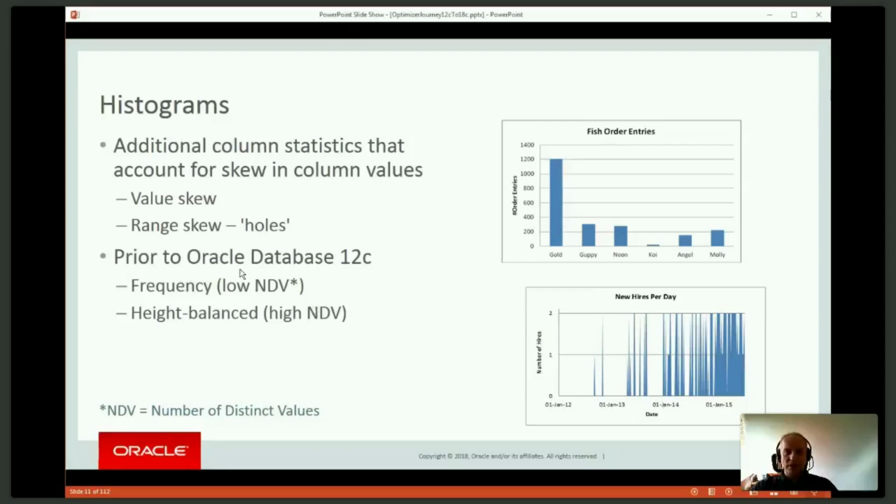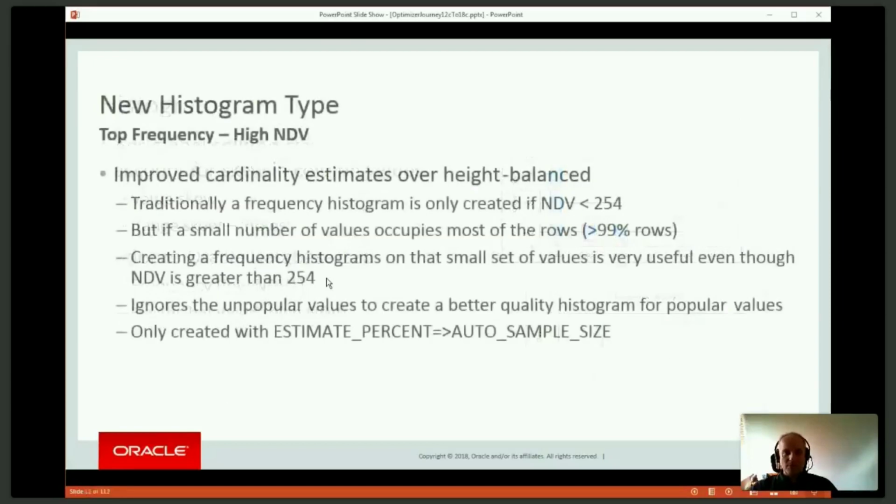So prior to Oracle Database 12c, you had frequency histograms and height balanced histograms. The height balanced were targeted at high NDV, which is where the column has a high number of distinct values, and the frequency histograms were targeted at a low number of distinct values. So that was prior to 12c. Now in 12c, there's new histogram types. I'm not going to dive into the detail of exactly the technicalities there.